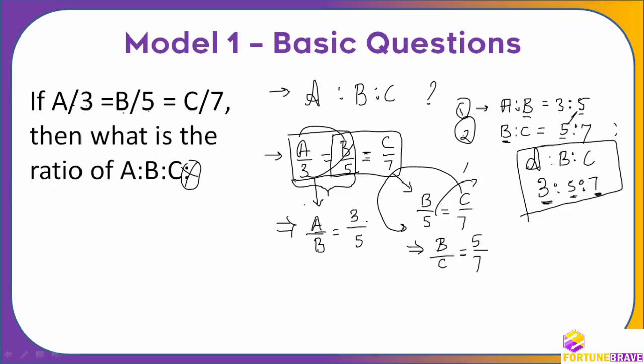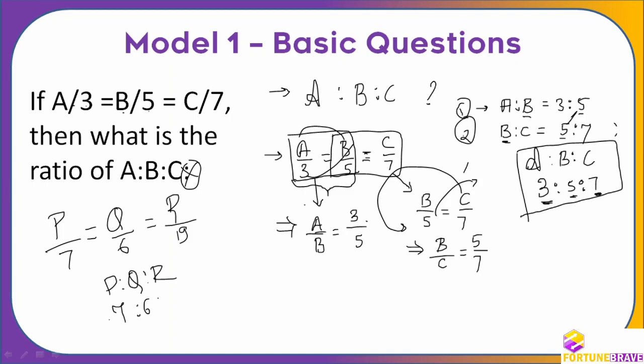So if they ask you, for example, P upon 7 is equal to Q upon 6 is equal to R upon 19, what is the ratio of P, Q, R? You need not do all of these things directly, because you already know the method. So the answer is 7 is to 6 is to 19. You just take the denominators and get the answer.